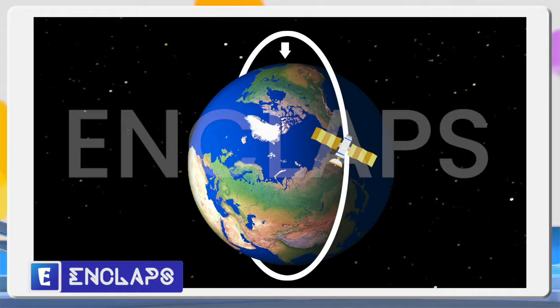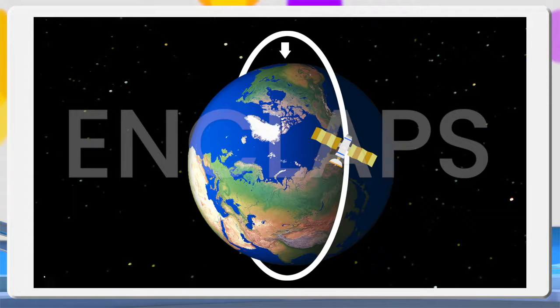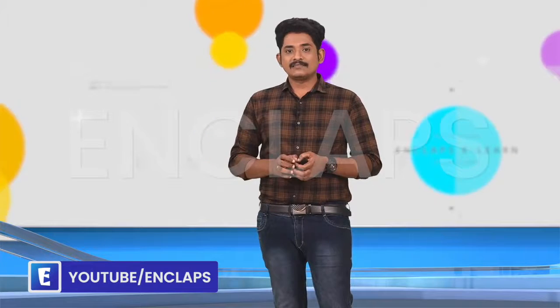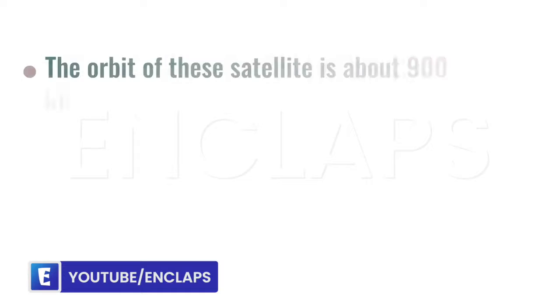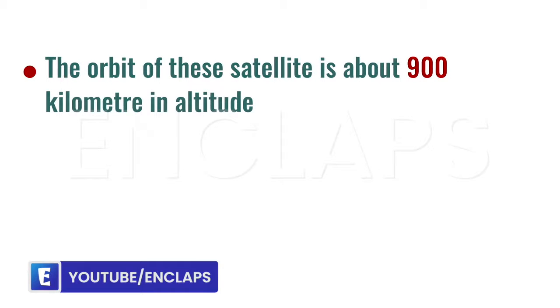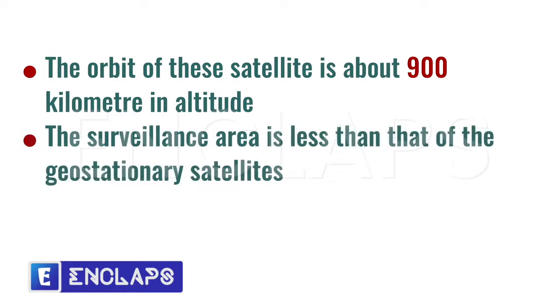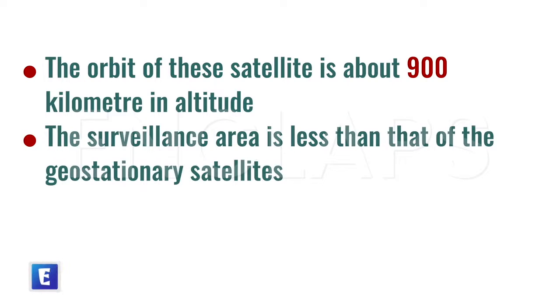Another type of satellites are sun synchronous satellites. Sun synchronous satellites are the artificial satellites that pass around the Earth along the poles. The features of these satellites are: the orbit of the satellites is about 900 kilometers in altitude, and the surveillance area is less than that of the geostationary satellites.